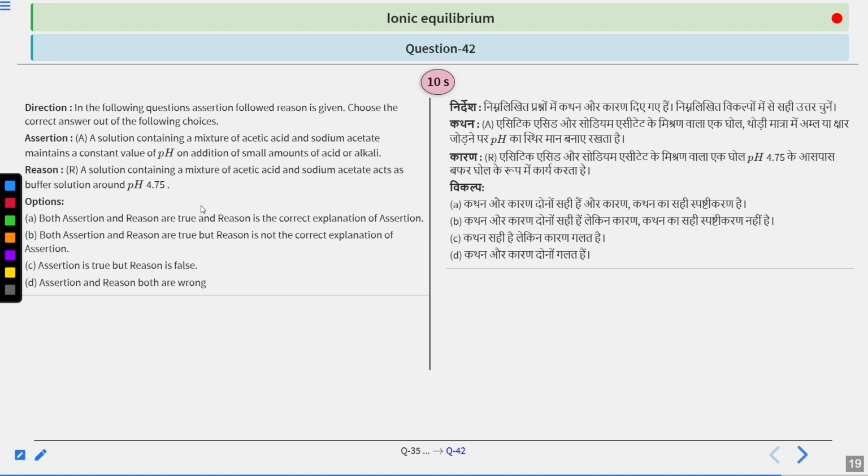Both assertion and reason are true, and reason is the correct explanation of assertion. B. Both assertion and reason are true, but reason is not the correct explanation of assertion. Option number C. Assertion is true, but reason is false. And option number D. Assertion and reason both are wrong. Your time to solve this question starts now. The time is up for this question.